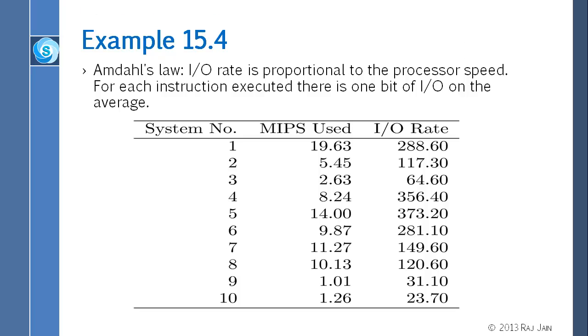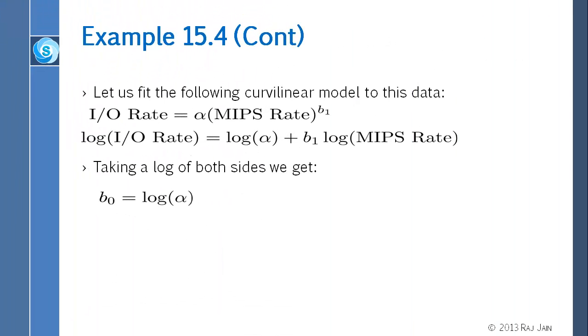Right? So, but anyway, this law doesn't say that they have to go. But basically, at any given time, if you find systems which have high processor speed, they will have high I/O rate. So somebody did this measurement. This is the MIPS rating of the system. This is the I/O rate. Before we accept the proportionality, let's assume that it is not proportional, it is a power of something. So we assume that the I/O rate is alpha times MIPS rate raised to B1.